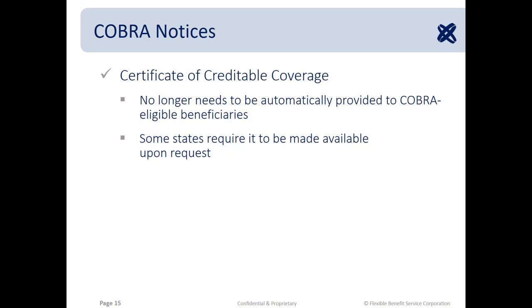Finally, we have the Certificate of Creditable Coverage. This notice shows the start and end date of coverage for qualified beneficiaries, and it was generally provided by the insurance carrier. Because the ACA did away with pre-existing condition limitations, this notice no longer needs to be automatically provided. However, some states do require these to be made available upon request.